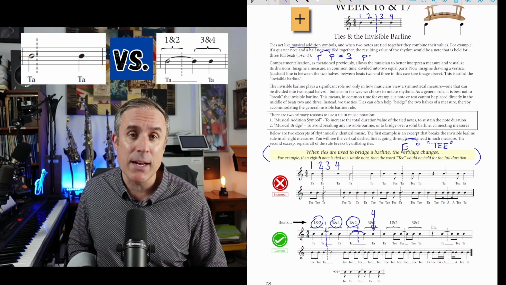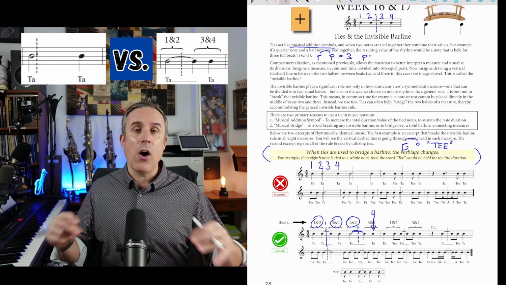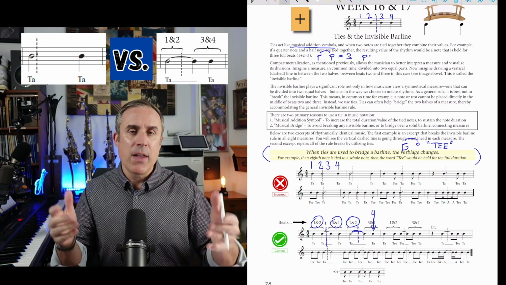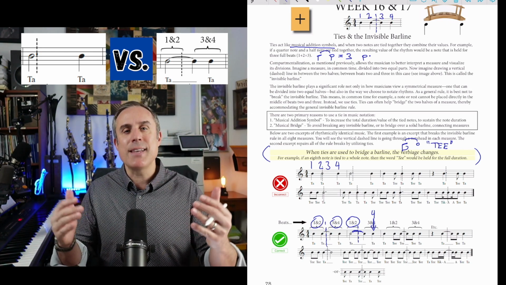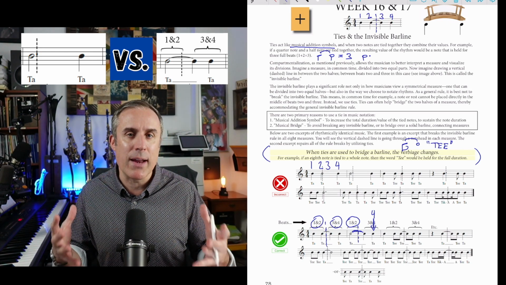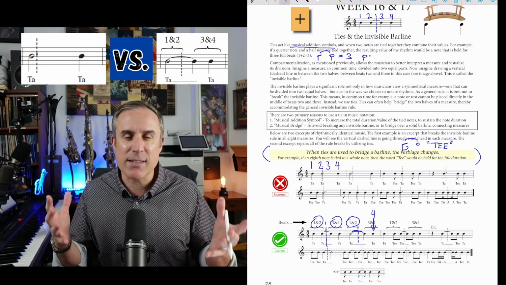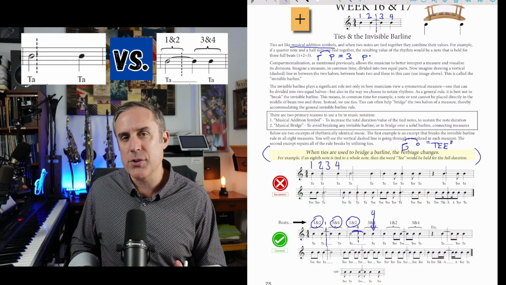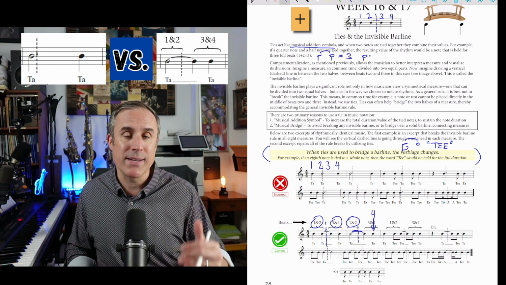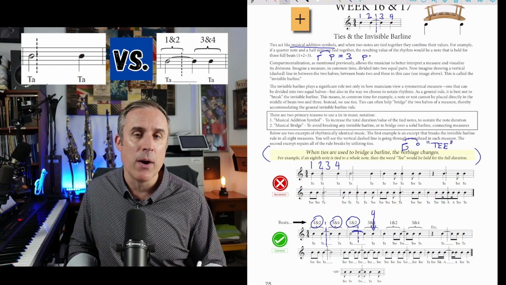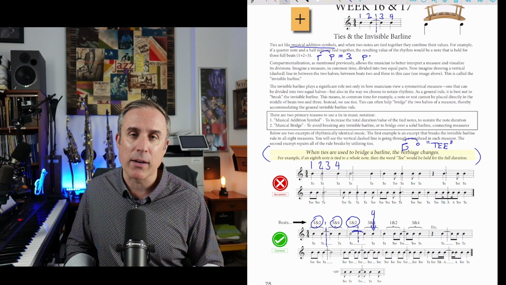Then we have this last quarter note entering on beat 4. The rhythm is identical. Ta, ta. The only difference is, in the second excerpt, I'm not breaking that invisible bar line rule. Again, the caveat. Yes, this is subjective. Yes, publishers will publish it both ways. And in this case, in measure 2, both ways are actually correct.